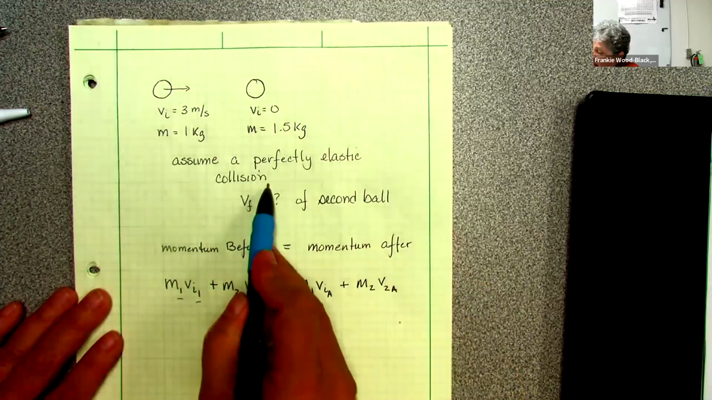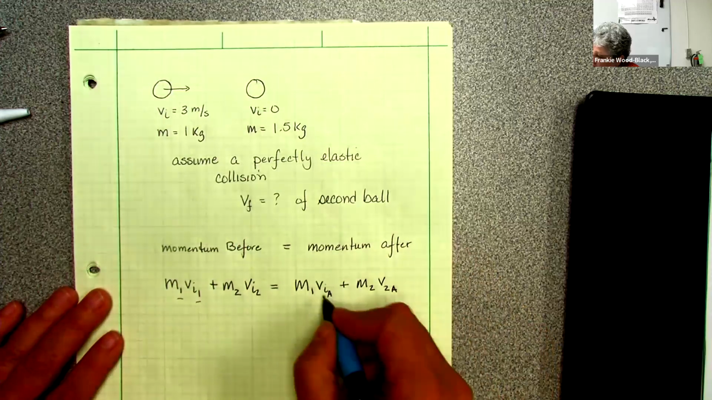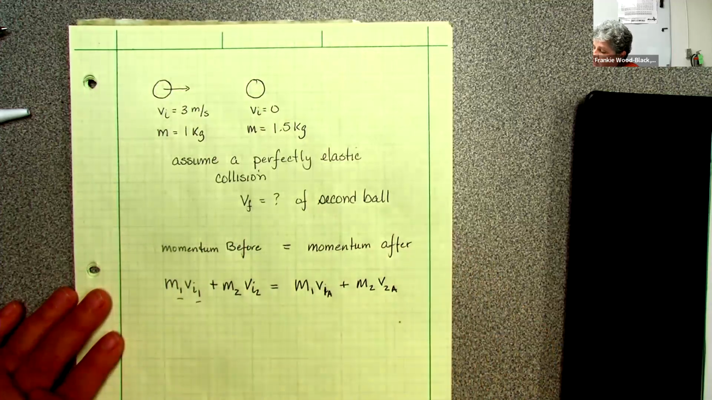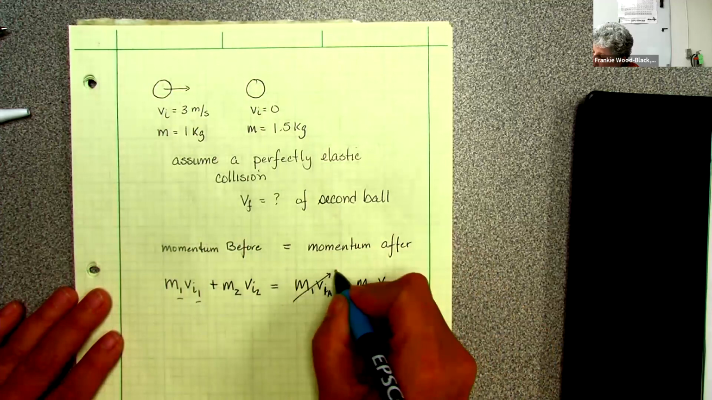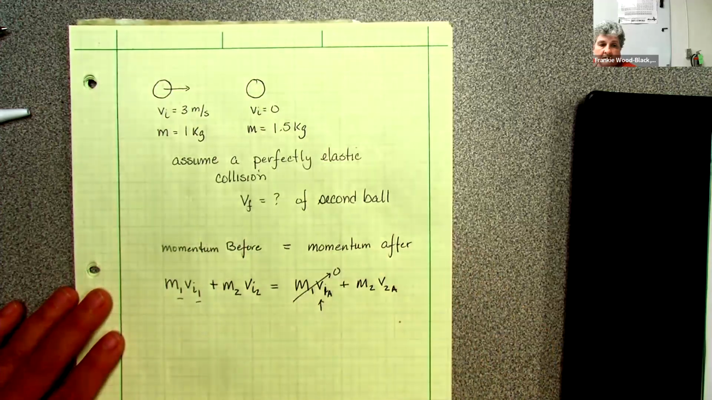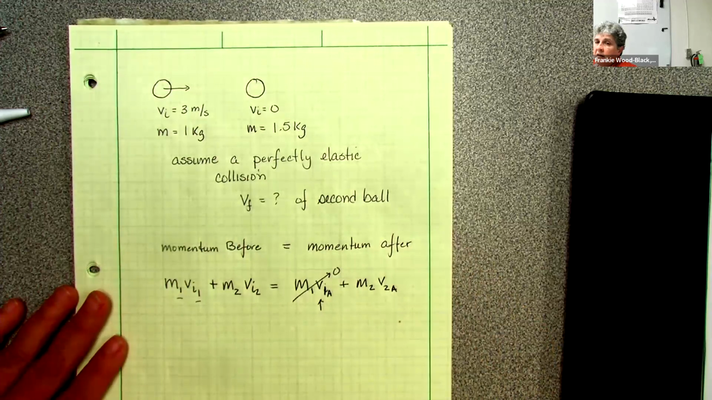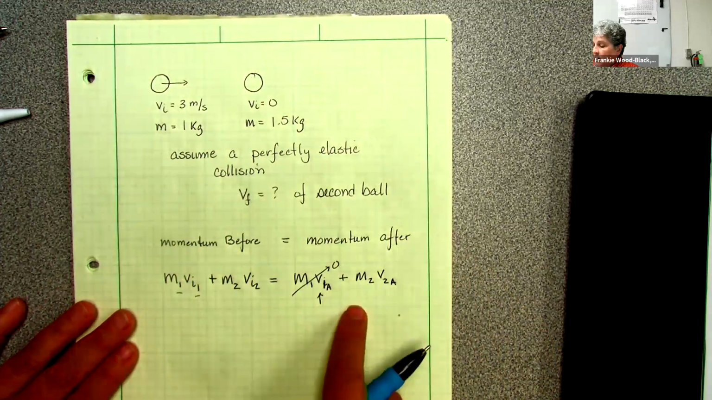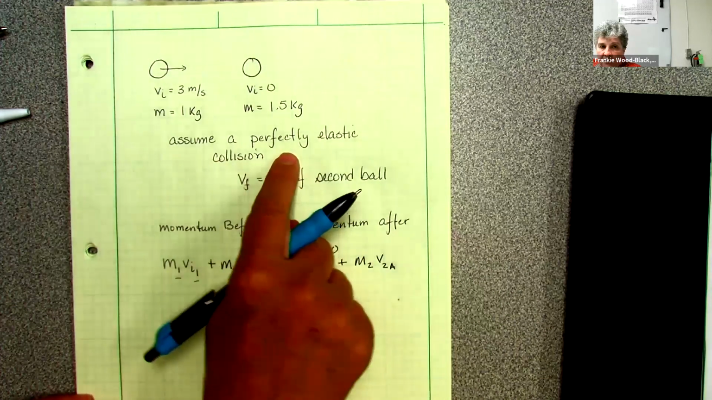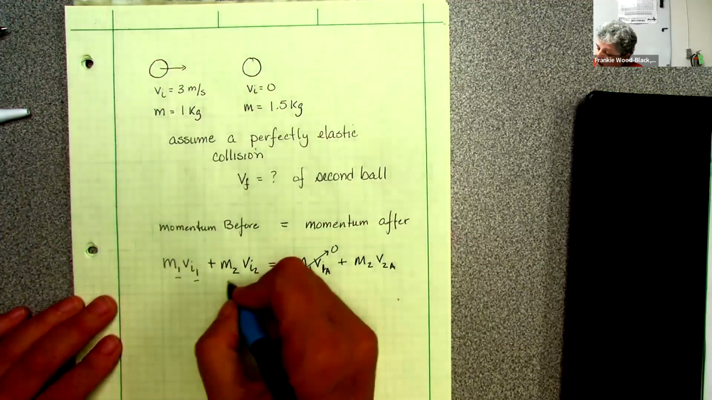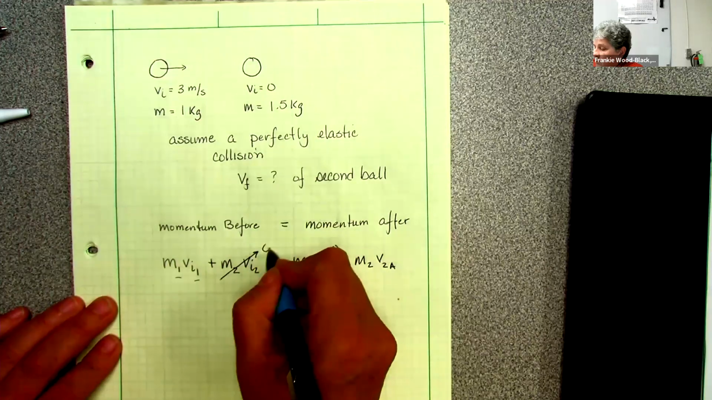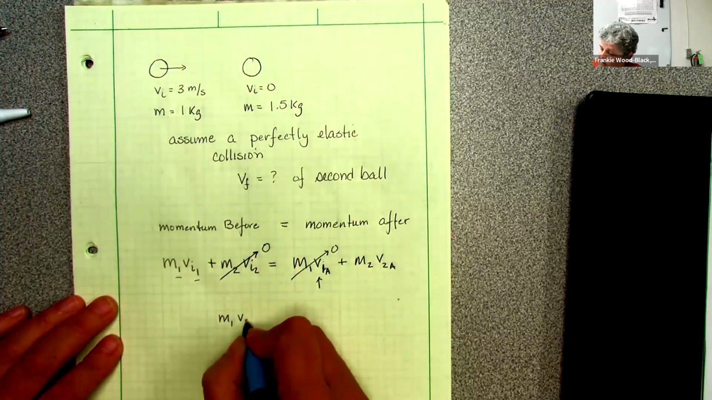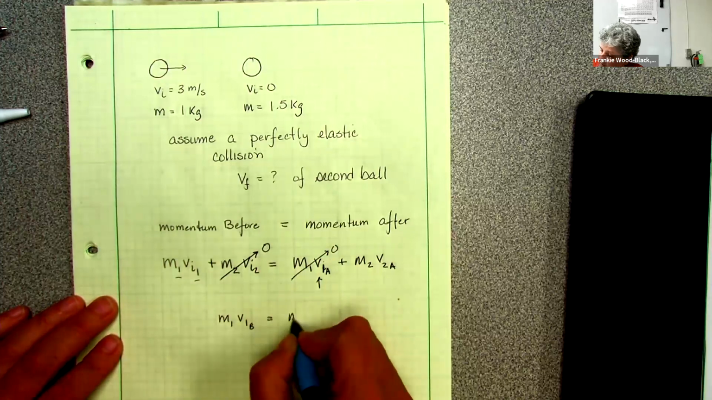If I have a perfectly elastic collision, this is 0 because my velocity after is supposed to be 0. Doesn't always happen that way. I might get this one to dribble off, but I can account for that in this equation. But we're assuming a perfectly elastic collision. Our initial velocity of our second one was equal to 0. So now I know the momentum of my first one has got to equal the momentum of the second one.